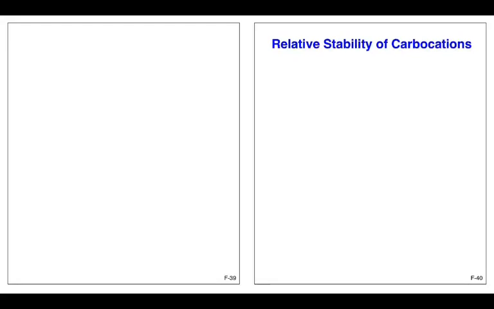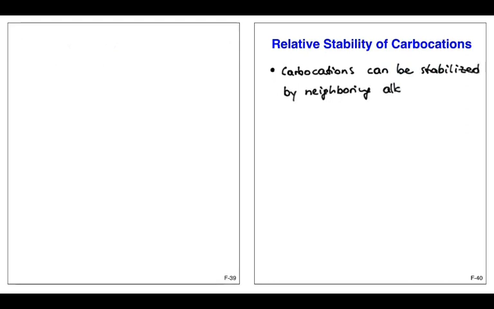Hi, so in this video we are going to learn about the relative stability of carbocations. What we're going to see is that carbocations can be stabilized by neighboring alkyl groups. So again, what are alkyl groups? They are methyl, ethyl, propyl, butyl, etc. Just simple alkyl chains, alkyl substituents.